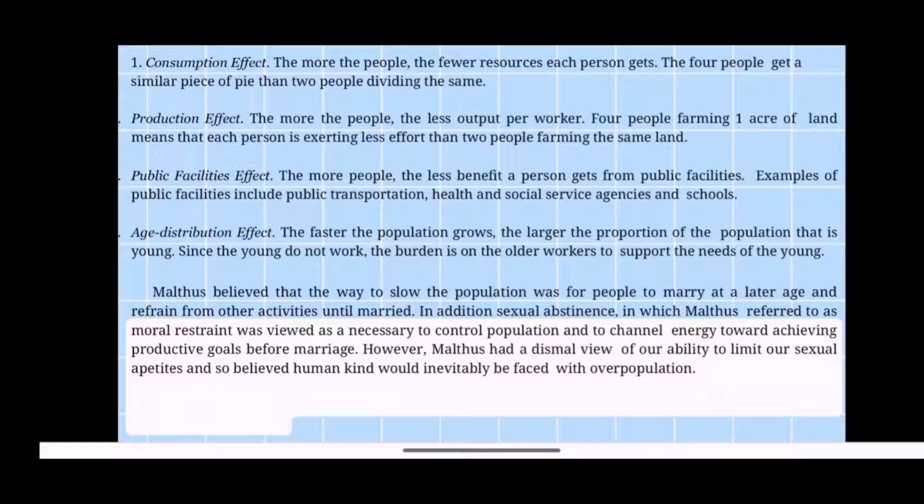And Malthus believed that the way to slow the population was for people to marry at a later age and refrain from other activities until marriage. In addition, sexual abstinence, which Malthus referred to as moral restraint, was viewed as necessary to control population and to channel energy toward achieving productive goals before marriage. However, Malthus had a dismal view of our ability to limit our sexual appetites and so believed humankind would inevitably be faced with overpopulation.